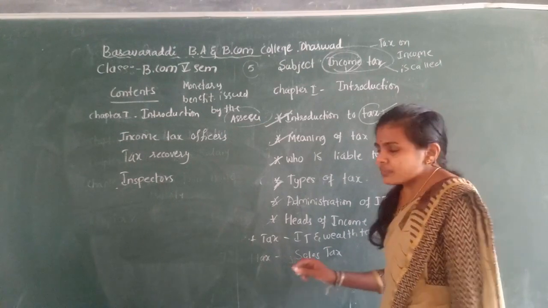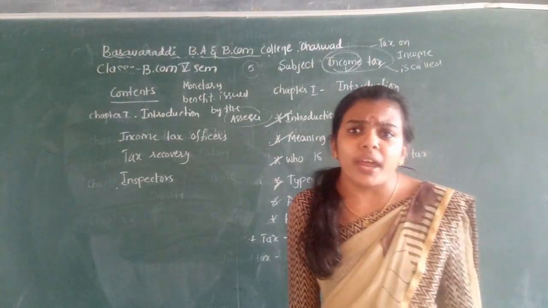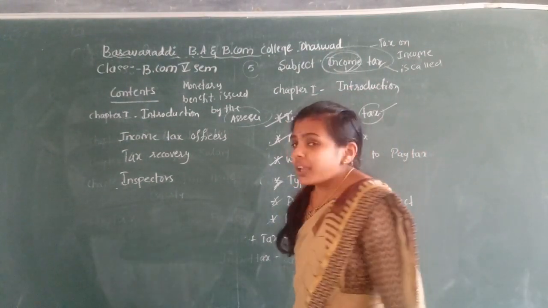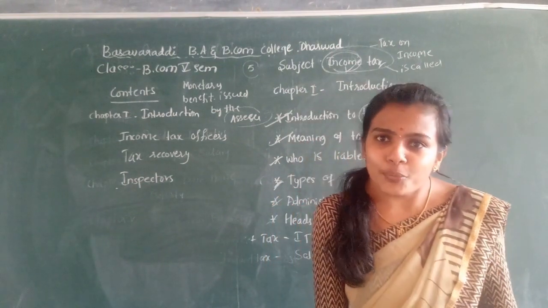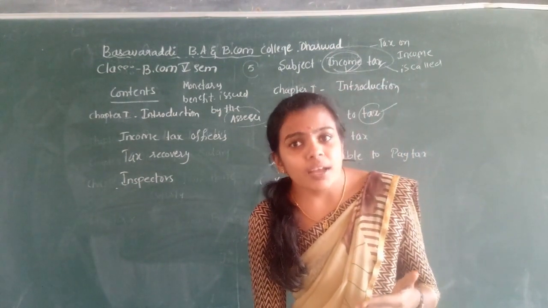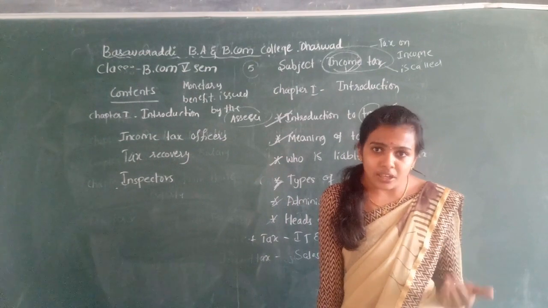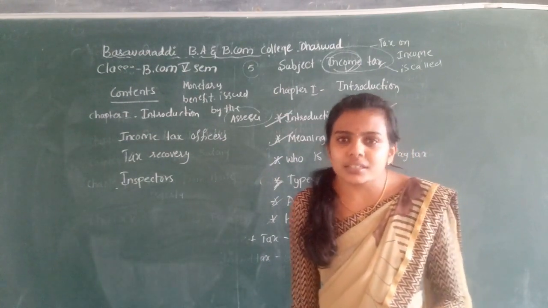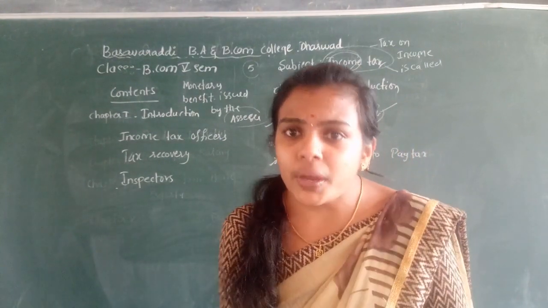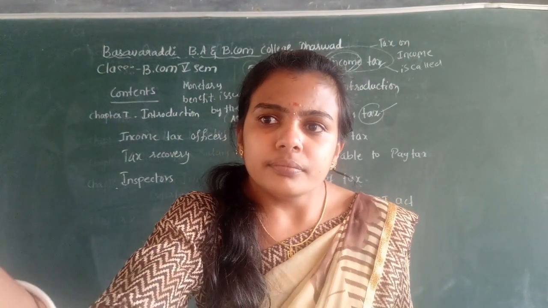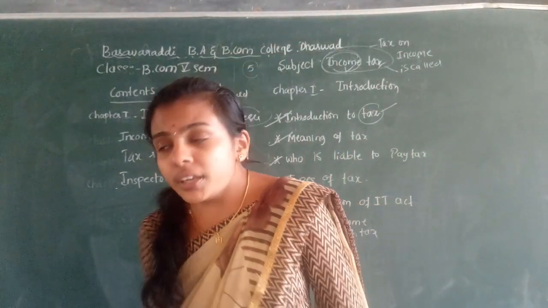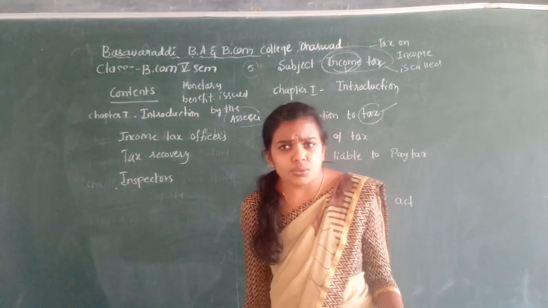What are the heads? Comes under income tax. There are 5 heads. First one is income from salary, income from house property, income from other source, income from business or profession. Next, capital gain. ಇವಿಷ್ಟು heads ಎದ್ರಾಗ ಬರ್ತಾನೆ ಹೇಳಿ. Heads of income: income from other source, capital gain.